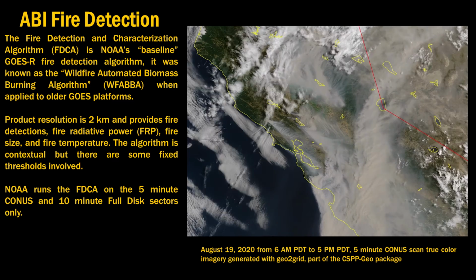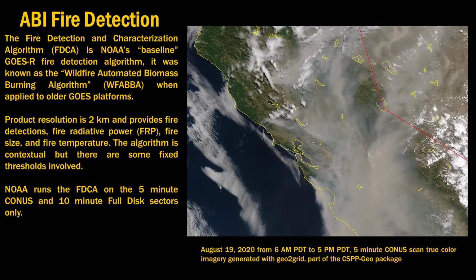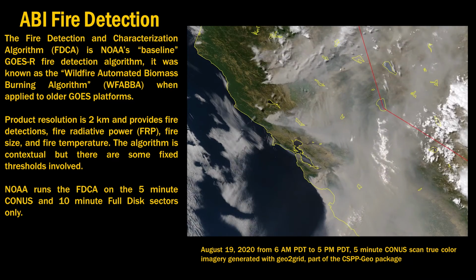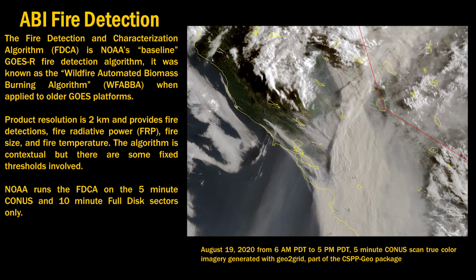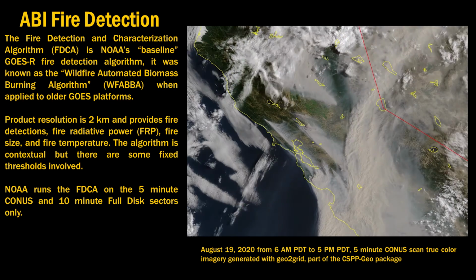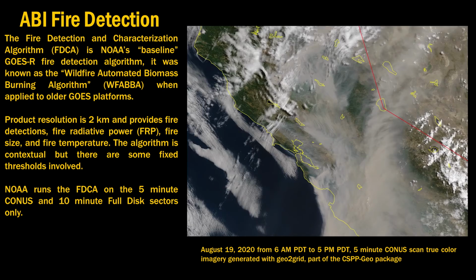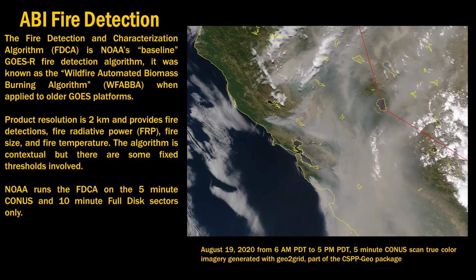On the right, we have images from August 19, 2020, from 6 a.m. Pacific to 5 p.m. Pacific every 5 minutes from the CONUS scan on GOES 17, showing true color imagery generated with a program called Geo2Grid, which is available as part of the CSPP Geo package available from SSEC. In this image, you can see the massive wildfires that were active in California that day, including the smoke plumes moving in various directions depending on the level at which they were present.